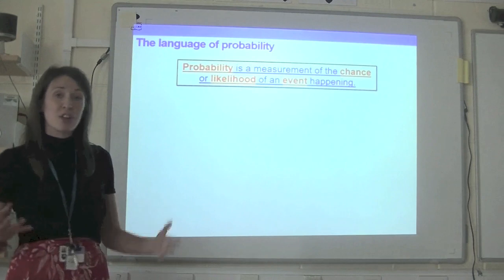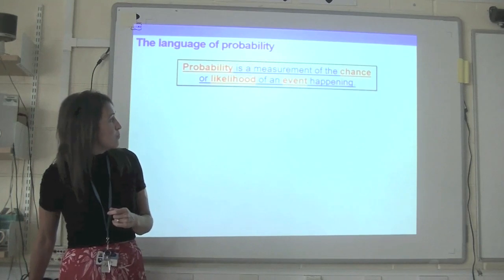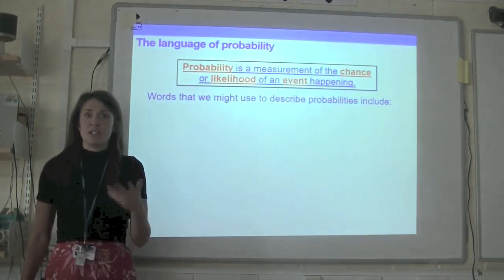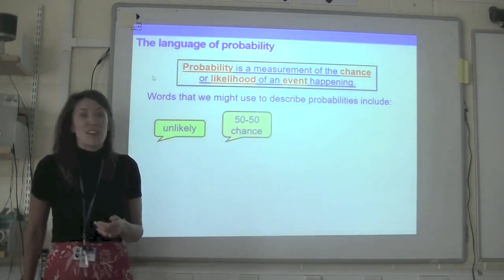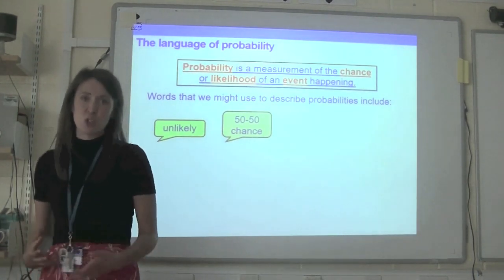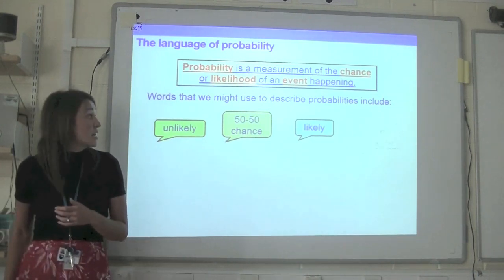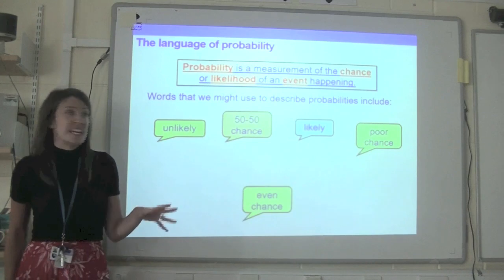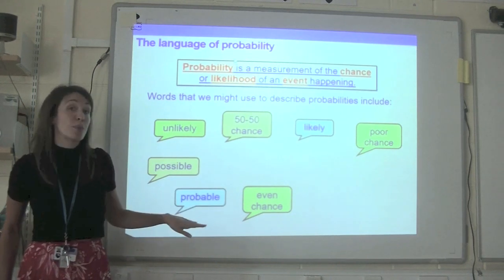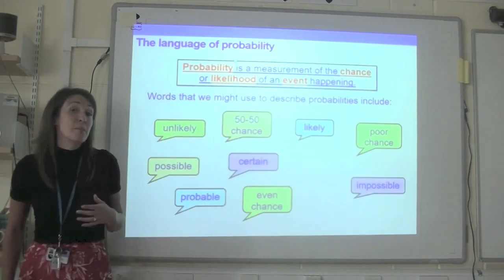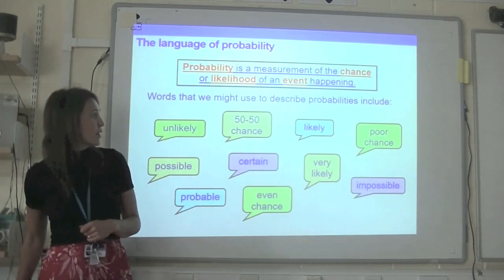And I imagine that when we were having our class discussion about what probability is, these are some of the words that some of you might have said to me. You might have said something could be unlikely, there's a 50-50 chance. People say that that's something to do with probability. Something is likely, an event is likely. There's a poor chance, there's an evens chance, which is probably the same as 50-50. It's possible, it's probable, it's certain, it's impossible, it's very likely. There might be a few more.